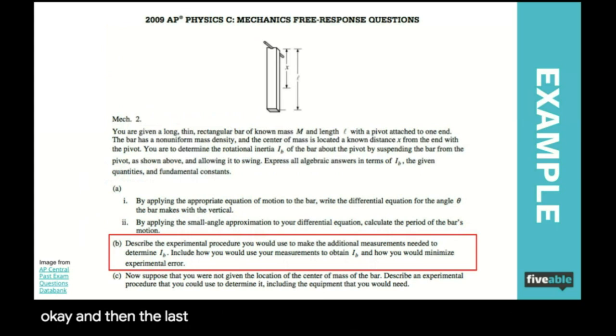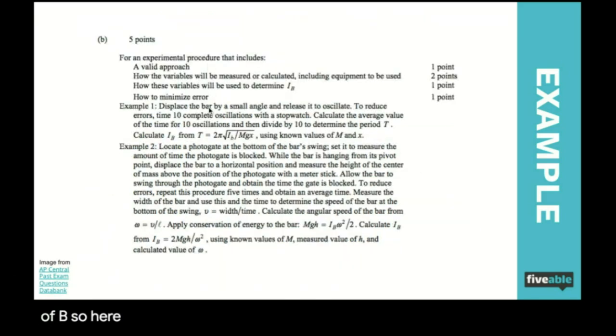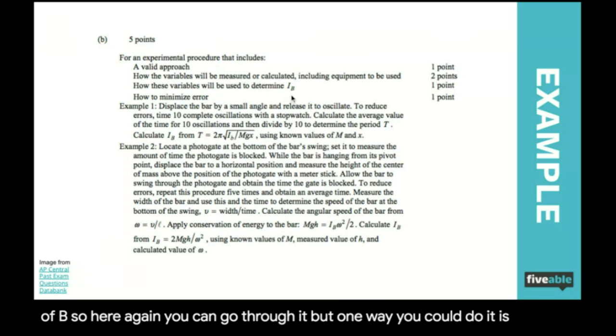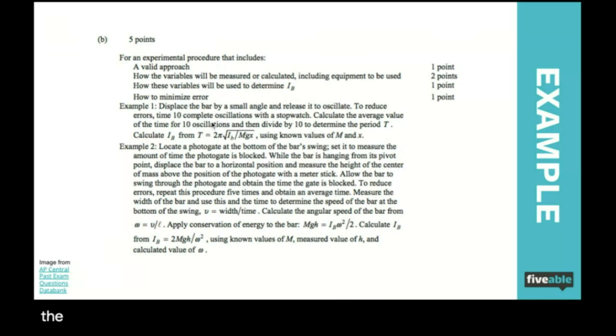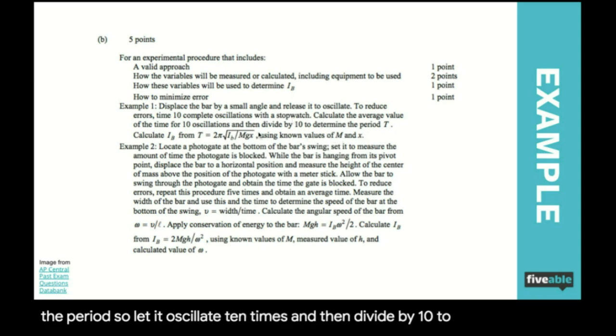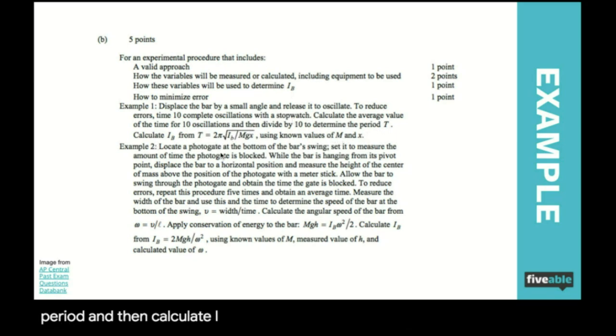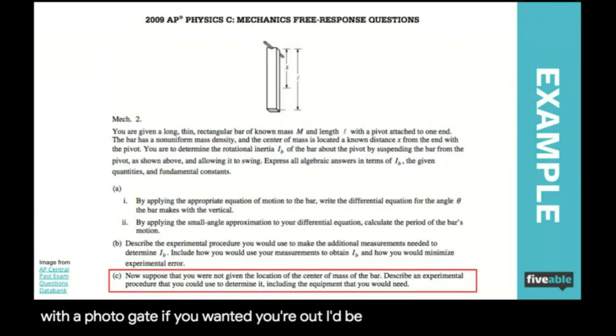Okay, and then the last part says, describe an experimental procedure you would use, including any additional measurements needed, to determine the rotational inertia of B. Again, you can go through it, but one way you could do it is to measure the period. Let it oscillate 10 times and then divide by 10 to determine the period, and then calculate IB using that. You could do a similar thing with a photogate if you wanted to figure out IB.